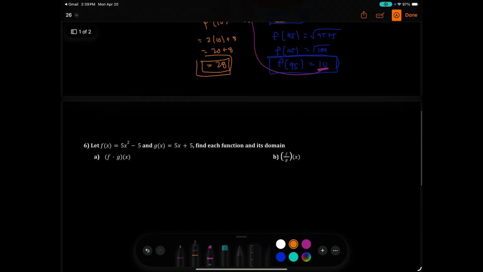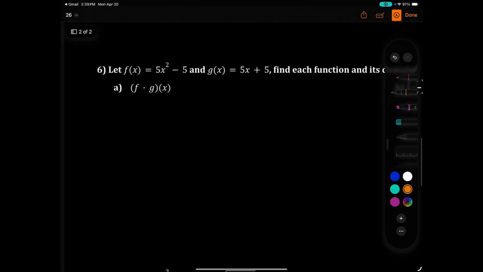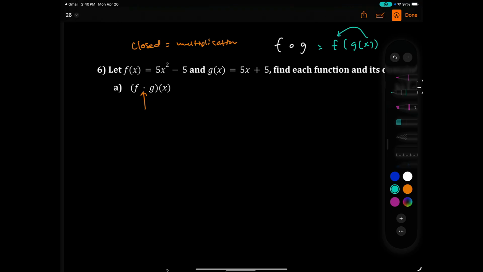Okay, let's go to the back side. Number 6. Let f of x equal 5x squared minus 5 and g of x equal 5x plus 5. Find each function and its domain. So I want you to notice that this is a closed circle, and that basically means multiplication. But if you see something like f circle g, this means f of g of x. You would put g into f.